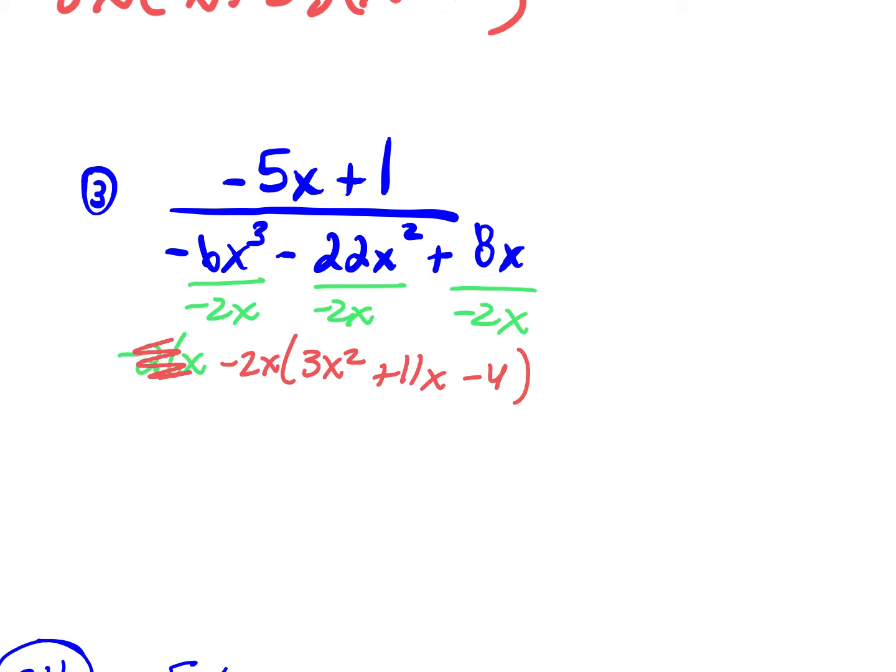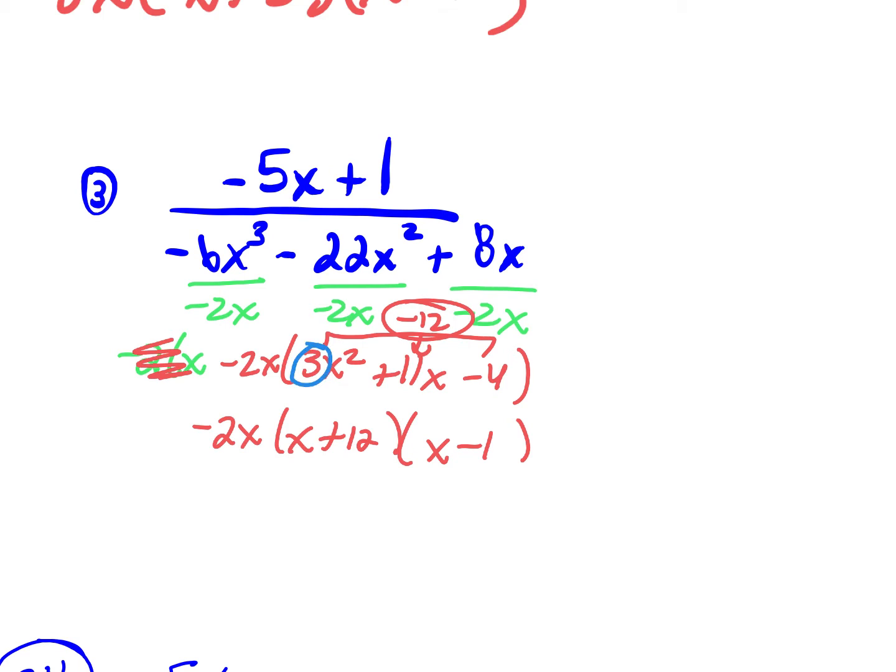Yes. I'm going to say negative 2x, and I'm going to multiply A times C. I get negative 12. What are the factors of negative 12 that multiply to give me negative 12 but add to give me 11? 12 and negative 1. x plus 12 and x minus 1. My A term, guys, remember, is not 1. So what do I do with that? I divide both of these factors by that.